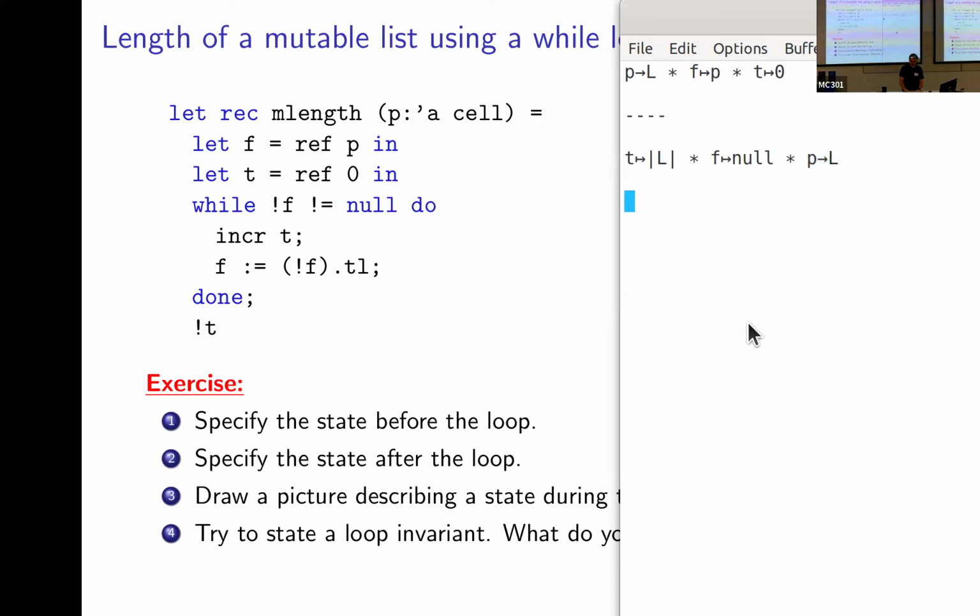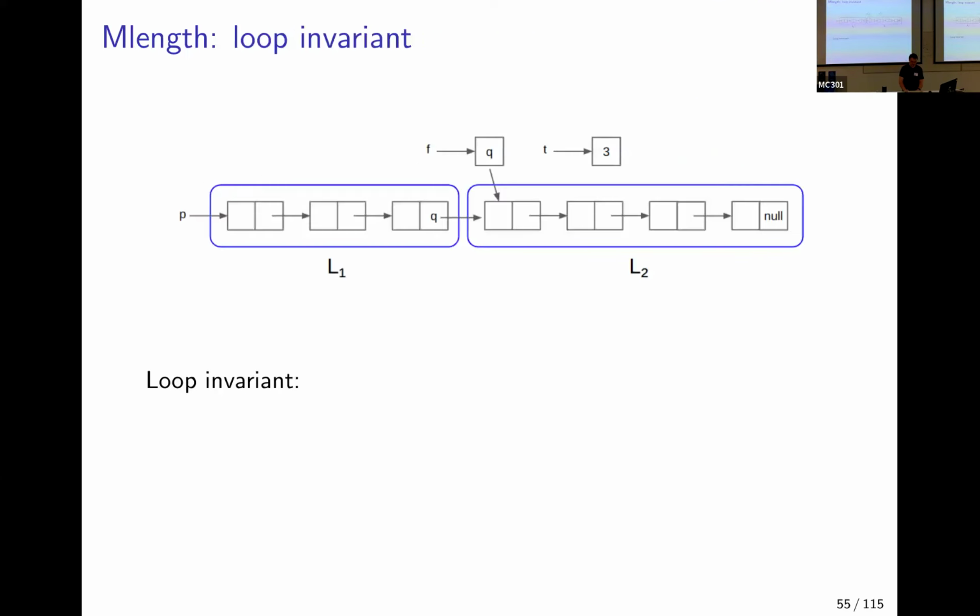So if you try to write a picture of this, you have something that looks like this. After a few steps, you have P pointing to some prefix of the list that you don't want to lose, and then F that points to some value Q that points to the start of the rest of the list, L2, and T that points to some integer. And so the question is, how do we do this? How do we split the list into two pieces?